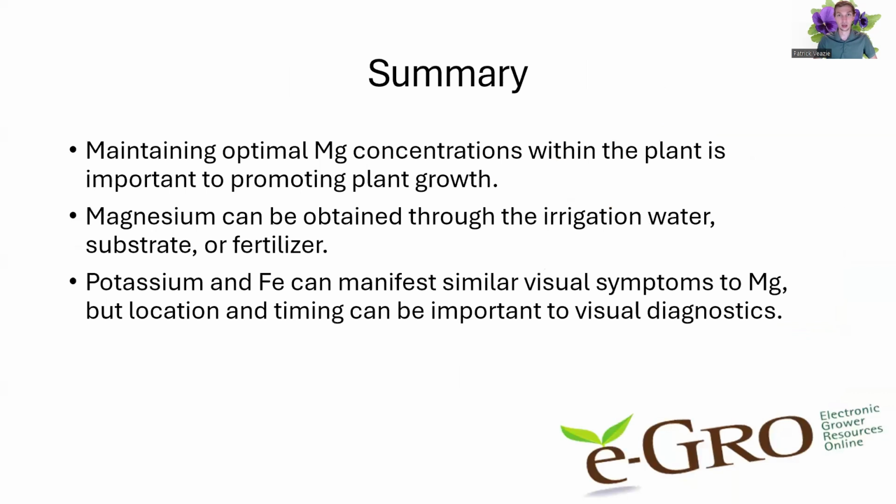So kind of what are our take-homes and takeaways from this today? So maintaining optimal magnesium concentrations within the plant is important to promoting plant growth. And then magnesium can be obtained through a variety of ways, ranging from your water, your substrate, or your fertilizer. So understanding that magnesium level of all three to help promote plant growth and to make sure you're supplying enough. Then your two mimics are going to be potassium and iron. They can both manifest very similar symptoms to magnesium deficiency, but that location and timing are important to visual diagnostics.